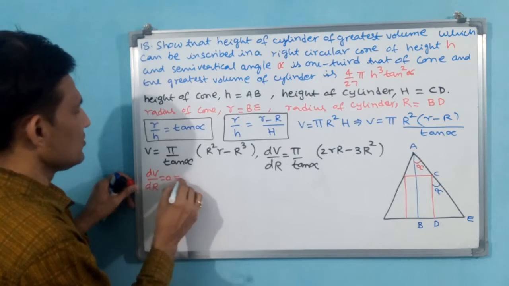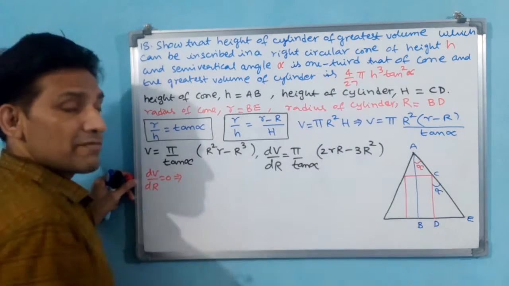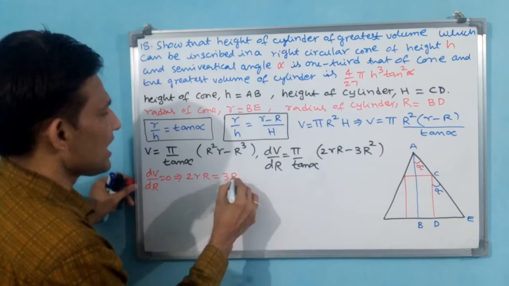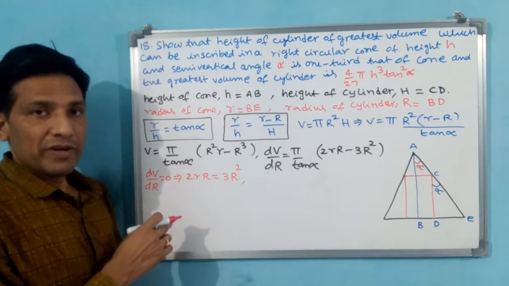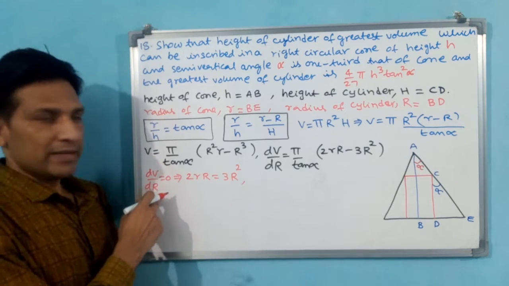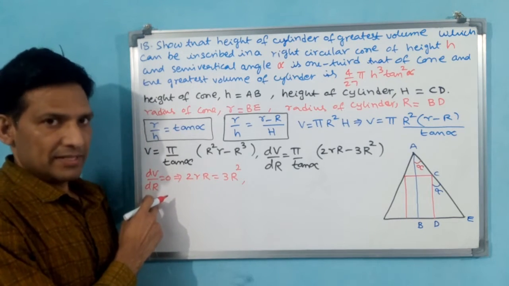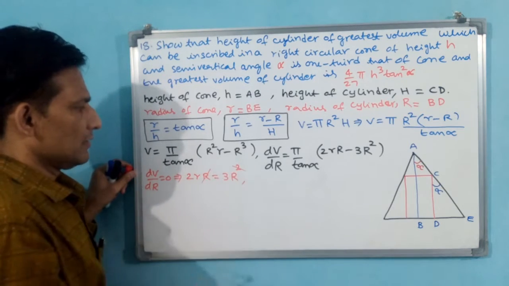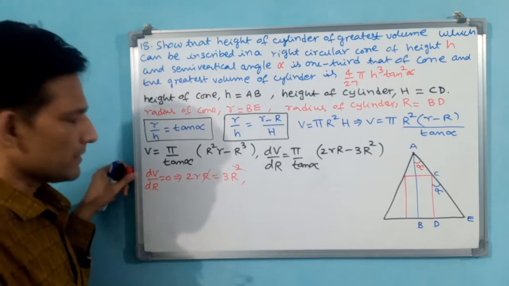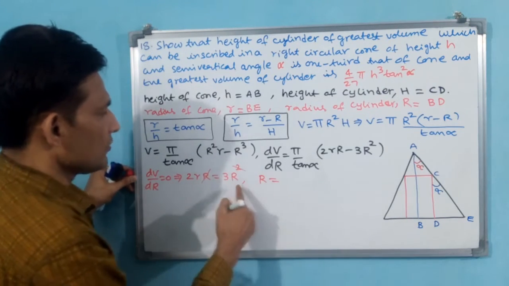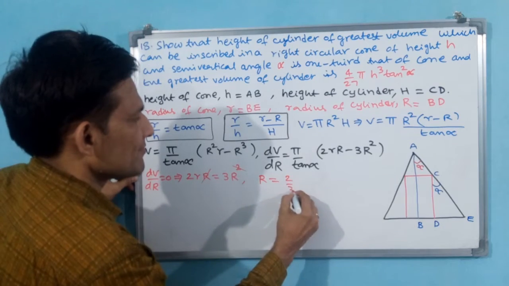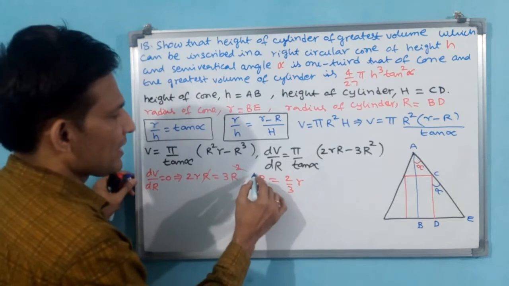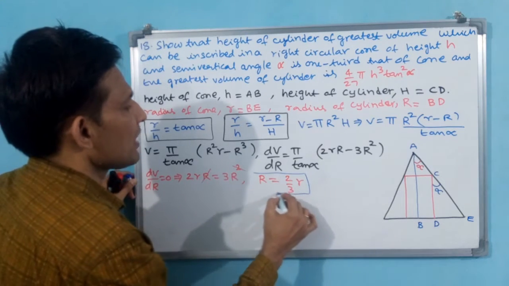dV by dR equal to 0 implies, see, this constant is anyway going to become 0, but here you see 2r is equal to 3R square. See, after equating it to 0, the R value you have to find. Here, whatever the denominator is there, that value you have to find. You see, R you cancel out. Then R is equal to 2 by 3 r. This you box it now. Capital R is equal to 2/3 of the small r.